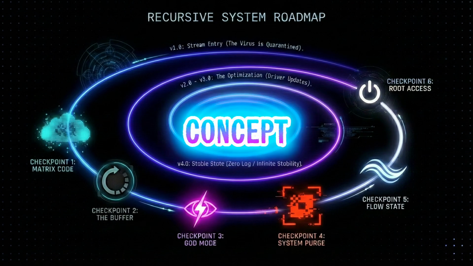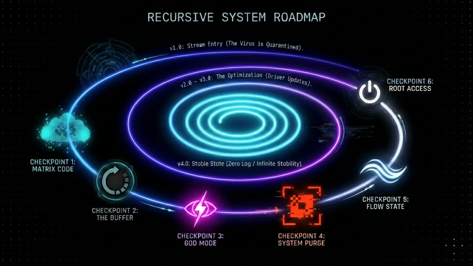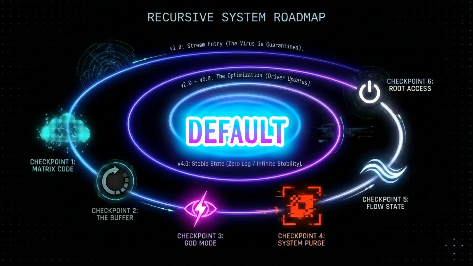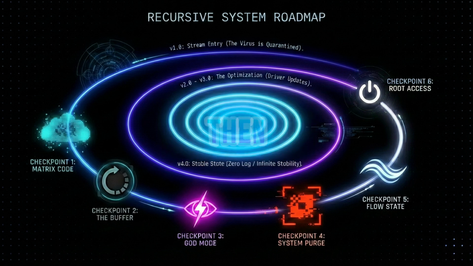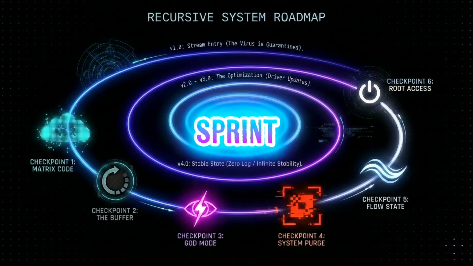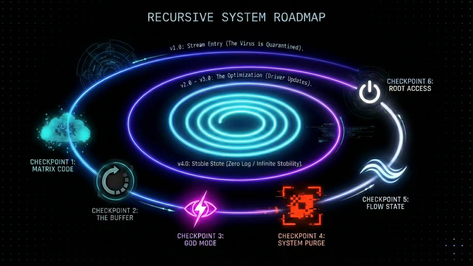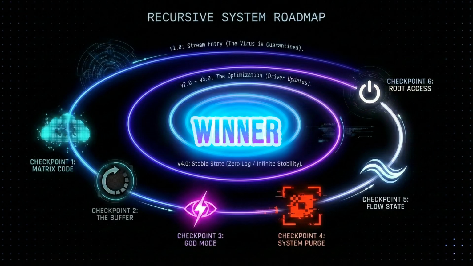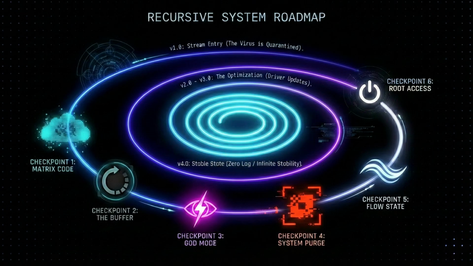And this leads to the concept of system versioning. The roadmap lays out what these major updates look like. You start out as a noob. Default settings. Full of malware, no firewall. That sounds familiar. Then you do your first full sprint through the 6 checkpoints. You hit the end, and you upgrade to V1.0. Which is called stream entry, or the stream winner. And the key feature of V1.0 is the save point.